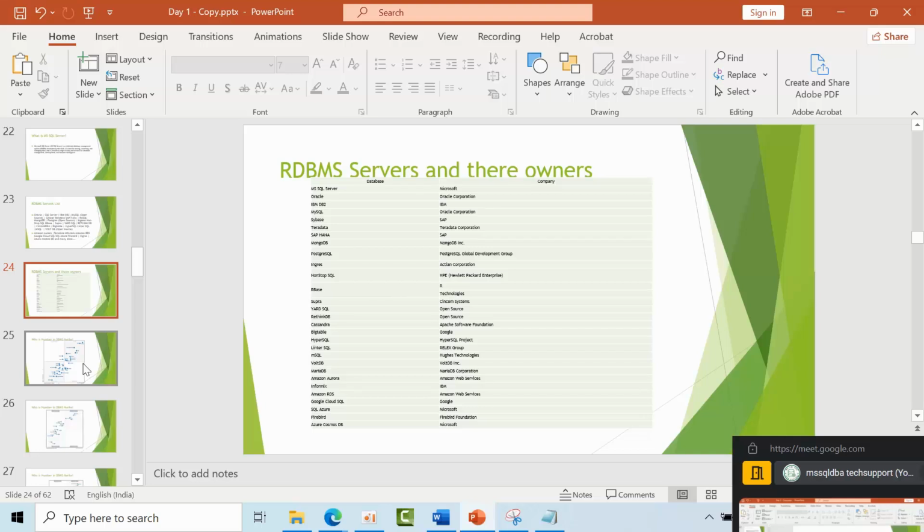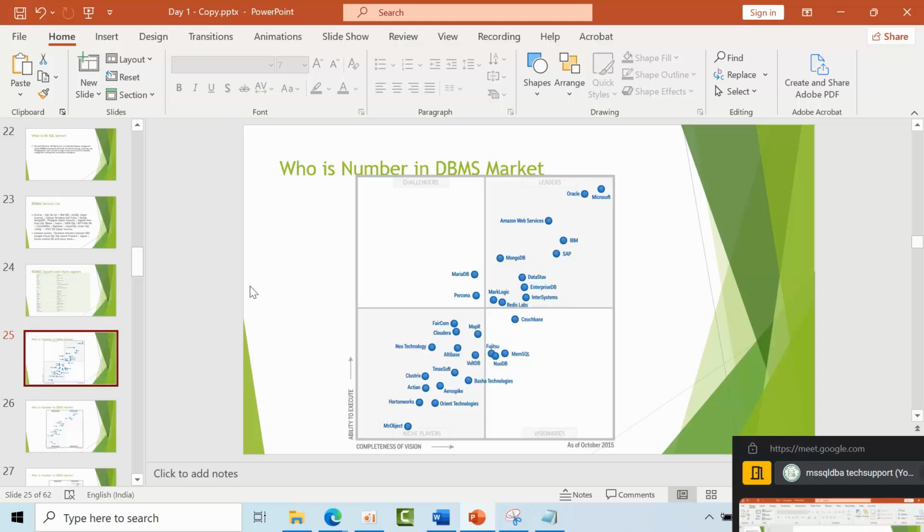Now there is one company called Gartner that publishes reports. They will tell you who is number one and who is number two, what the advantages are, what challenges they are facing, and how many competitors there are. They give one report. This report is not free, sir. Old reports will be available on Google, and you can get them from there. For your purpose, for ease, I have pasted it here.